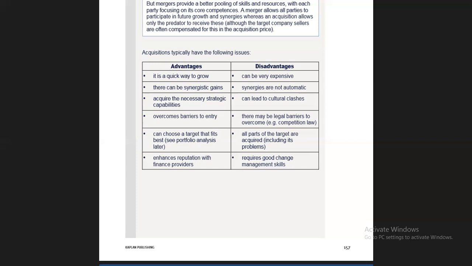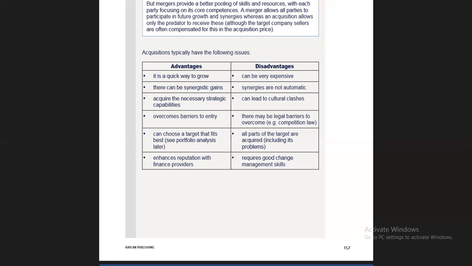Acquire the necessary strategic capabilities. You will ultimately acquire the necessary strategic capabilities, because you will acquire the company and their capabilities are also transferred to you. Then overcome barriers to entry. Yes, if you acquire the company and that company belongs to you, the barriers will be reduced, so the barriers to entry will be overcome.